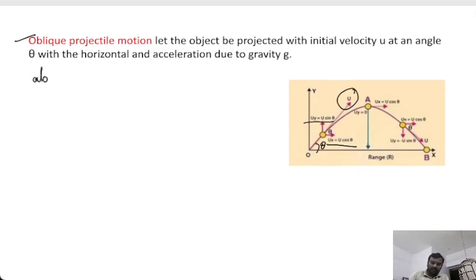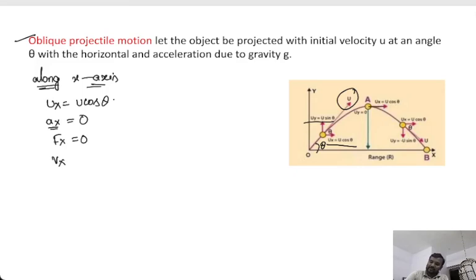First, along the x-axis, what terms are present? The ux value is u cos theta. The ax value is 0, because no horizontal force is acting in a parabolic path. Only the vertical velocity is acting. So acceleration is 0, which means force is also 0. Then the Vx value, the final velocity.